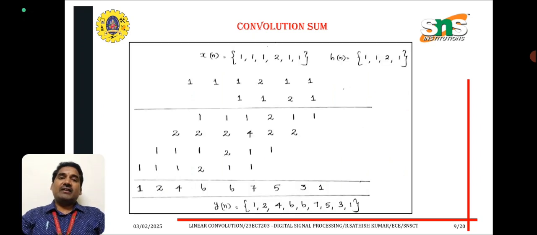Now we can get the convolution sum of the previous one. x of n is equal to 1, 1, 1, 2, 1, 1, and h of n is equal to 1, 1, 2, 1. By using the matrix multiplication method, we multiply 1, 1, 1, 2, 1, 1 with all the ones and 2 and then 1, again 1. Now we add all these sequences. We get the output y of n is equal to 1, 2, 4, 6, 6, 7, 5, 3, 1. This is the output sequence of the given input sequences x of n and h of n.